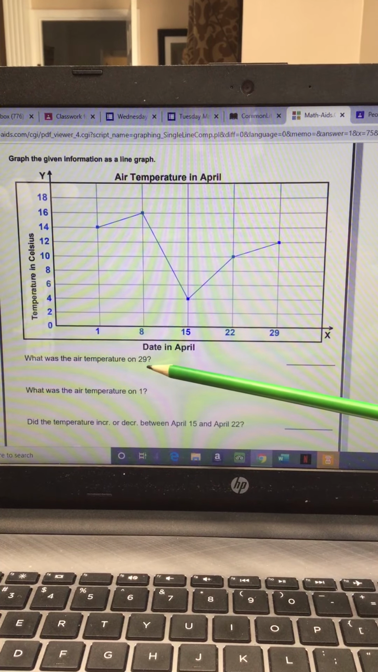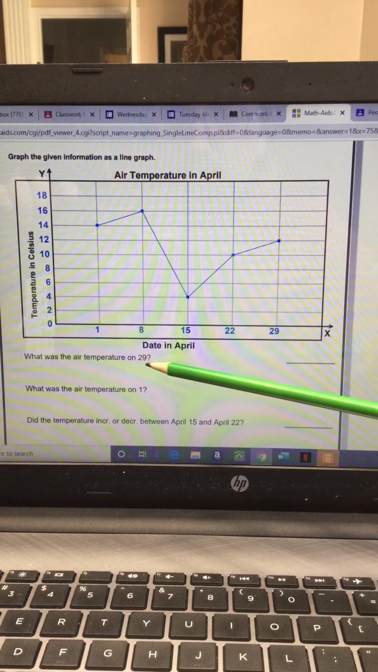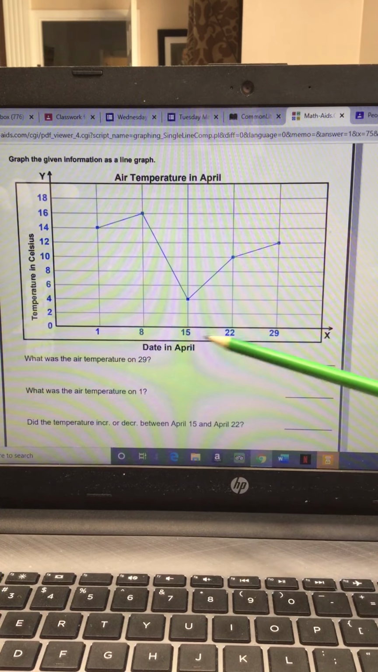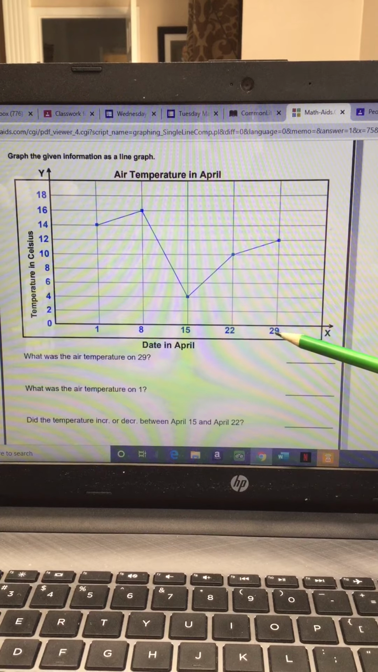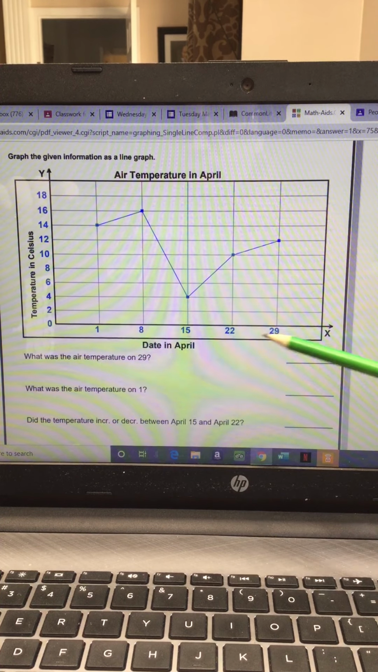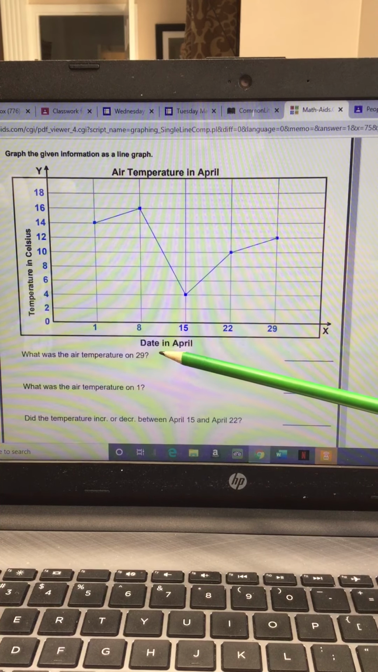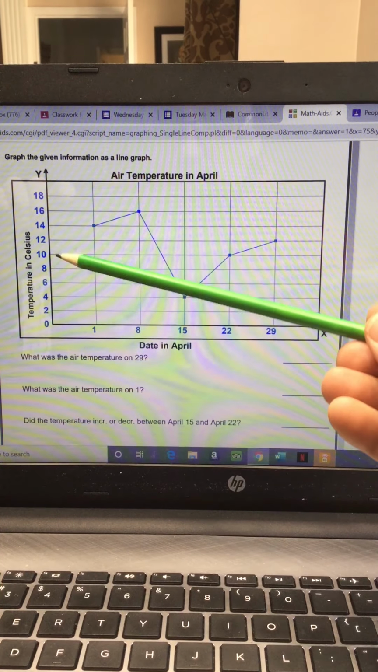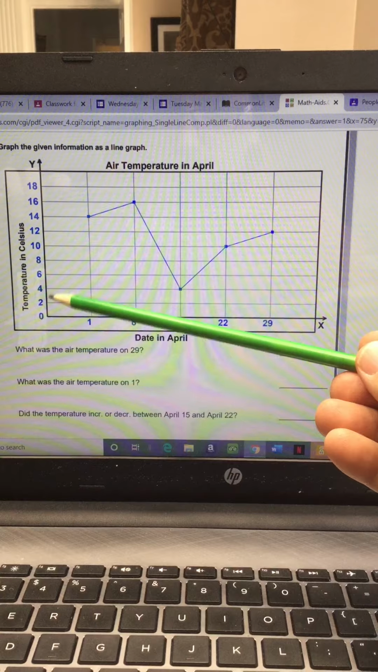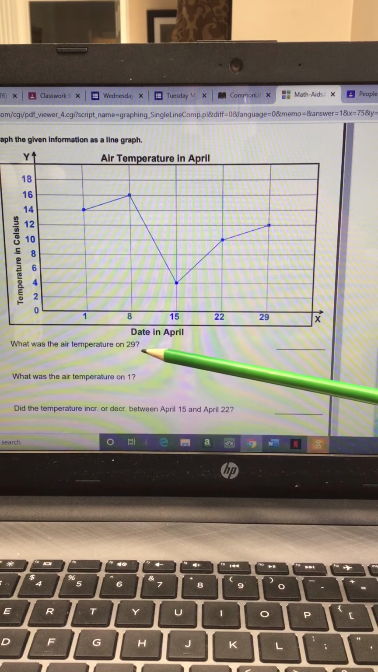The air temperature on the 29th. So it's kind of like in the door to 29. And we go in the door to 29, and then they want to know the air temperature. Now notice, in reading a line graph, it's super important that you pay attention to the label on the x-axis and the label on the y-axis. So here, what's the temperature on the 29th?